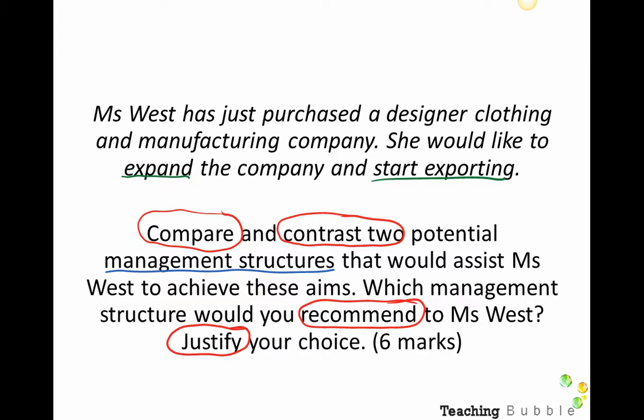So I would also look at what Ms. West is trying to do. She's trying to expand and start exporting, and that's what her aims are. When it says these aims, that's what she's trying to do. She's trying to expand and export. So what management structure is going to be the most appropriate? Which one would I recommend in order to help her achieve those aims? And then I need to justify it. So that's important information also.